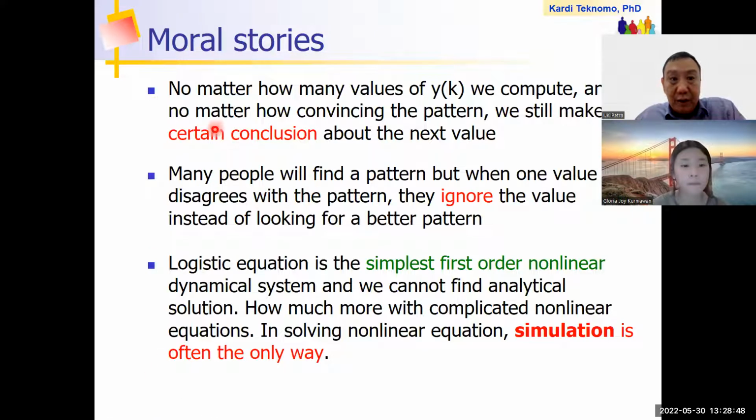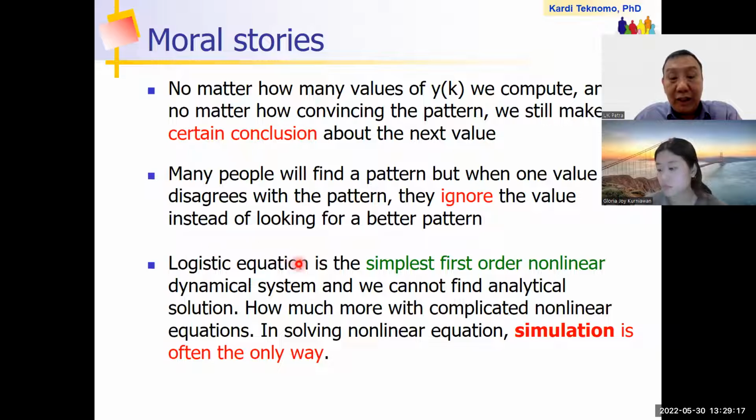Okay, so the point is, no matter how many values we computed, no matter how convincing the pattern that you talk about, we still can make no certain conclusion about the next value. Right? So many people will find a certain pattern, but when one value disagrees with the pattern, they tend to ignore the exception, yeah? Instead of looking for a better pattern. Yeah? So the same thing.